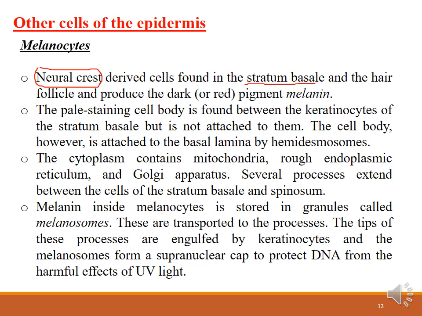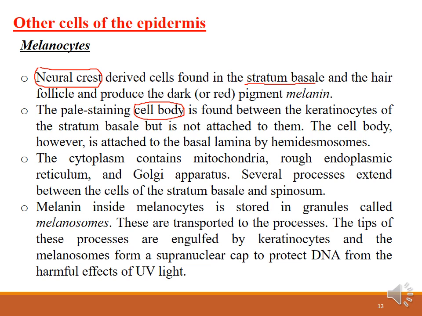And melanocytes produce the pigment melanin, which could be black in most people, and sometimes in certain individuals it could be red. You know, the people with red hair, these people actually produce red melanin pigment. Now, the cell body of the melanocyte is pale staining. It is found between the keratinocytes of the stratum basale. It is not attached to them by desmosomes. Remember when we said that the cells of the stratum basale are attached by desmosomes to other keratinocytes in the stratum basale and spinosum, but the cell body of the melanocytes is not attached by desmosomes to the other cells.